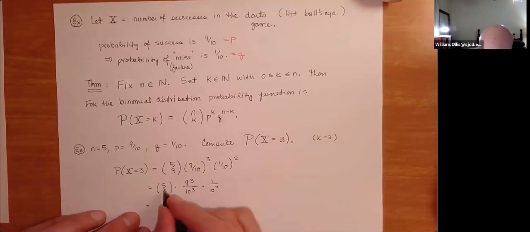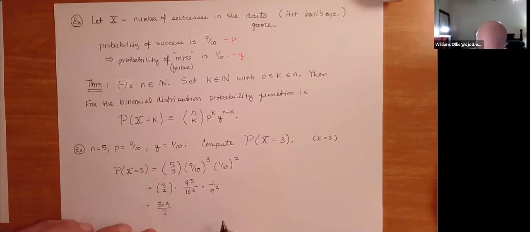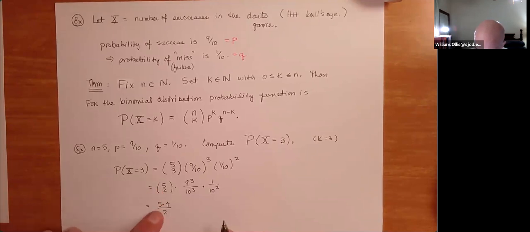Okay, 5 choose 2, we know what that is. That's going to be 5 times 4 divided by 2 factorial, 5 perm 2, so that's going to be a 10.